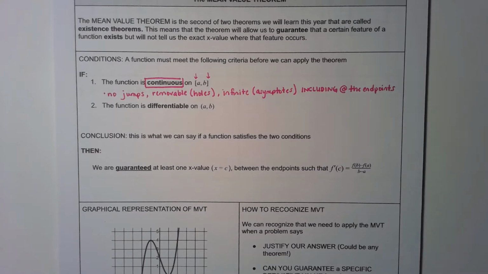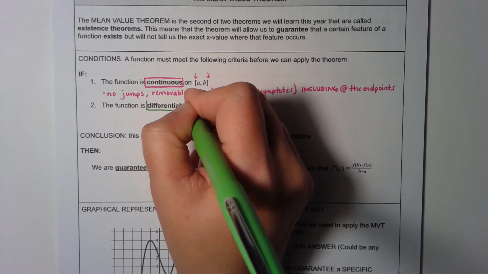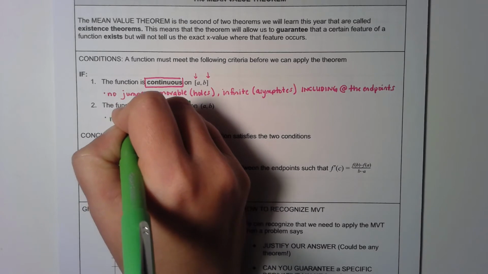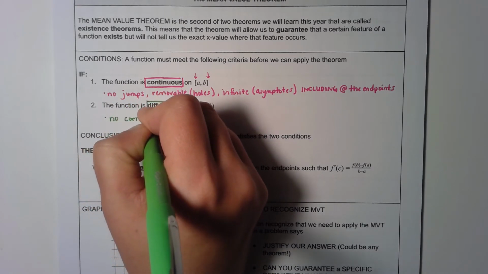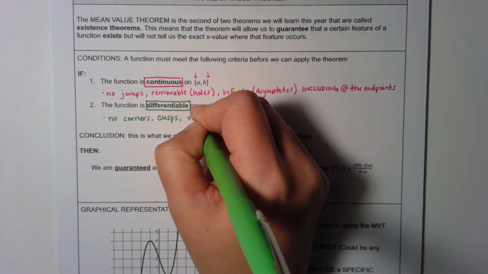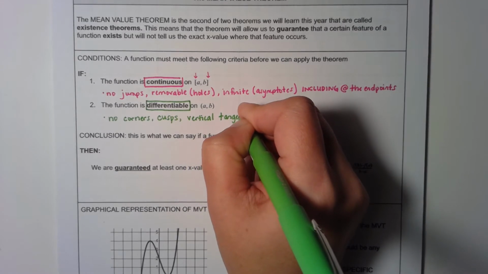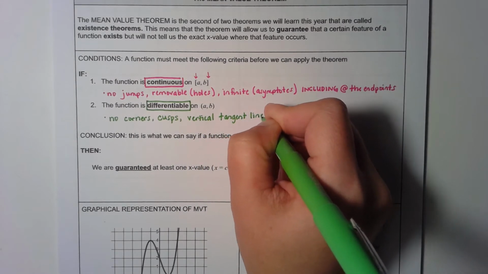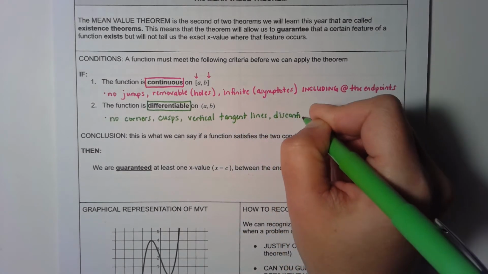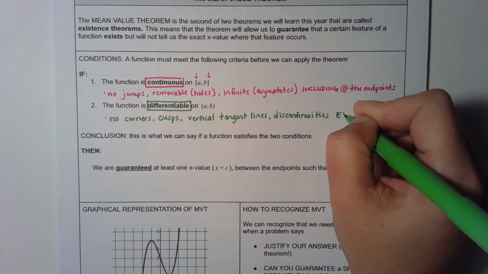And the function has to be differentiable on a b. Now, differentiable, as a reminder, is almost like stricter than continuous. So differentiable means there can't be any corners, there can't be any cusps, there can't be any vertical tangent lines, and there can't be any discontinuities. Except at the endpoints.